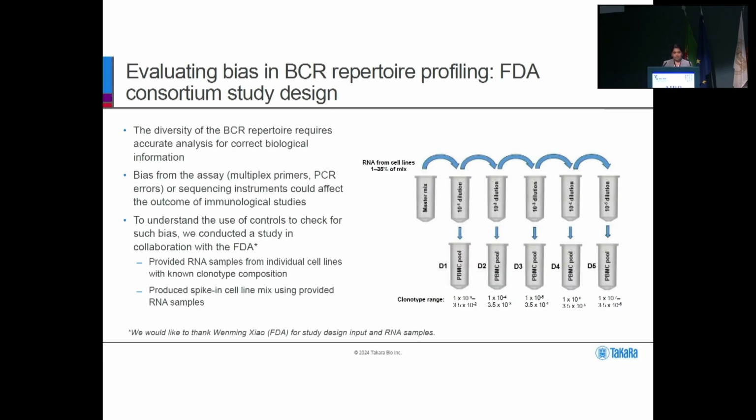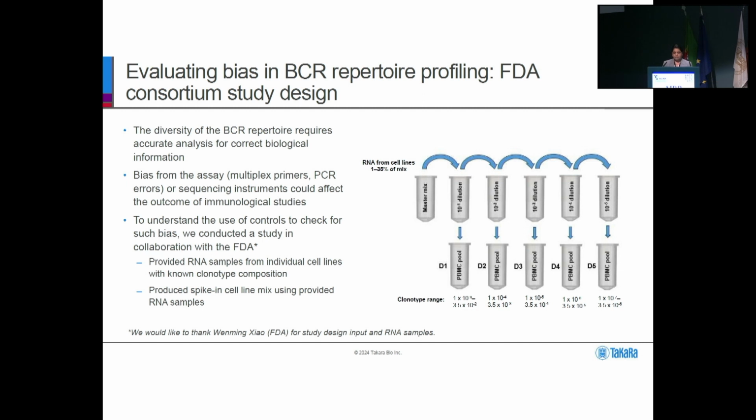Now, we have been hearing about diversity of immune repertoire, and it's important, and it requires accurate analysis for correct biological information. And there could be biases from assays like PCR or multiplex assays or sequencing platform biases. So this study is done in collaboration with FDA. We would like to thank Wan-Ming Xiao for including us in this collaborative effort. So the aim behind this study was to understand the gaps in the BCR immune repertoire profiling and to provide the controls to make the analysis more understandable.